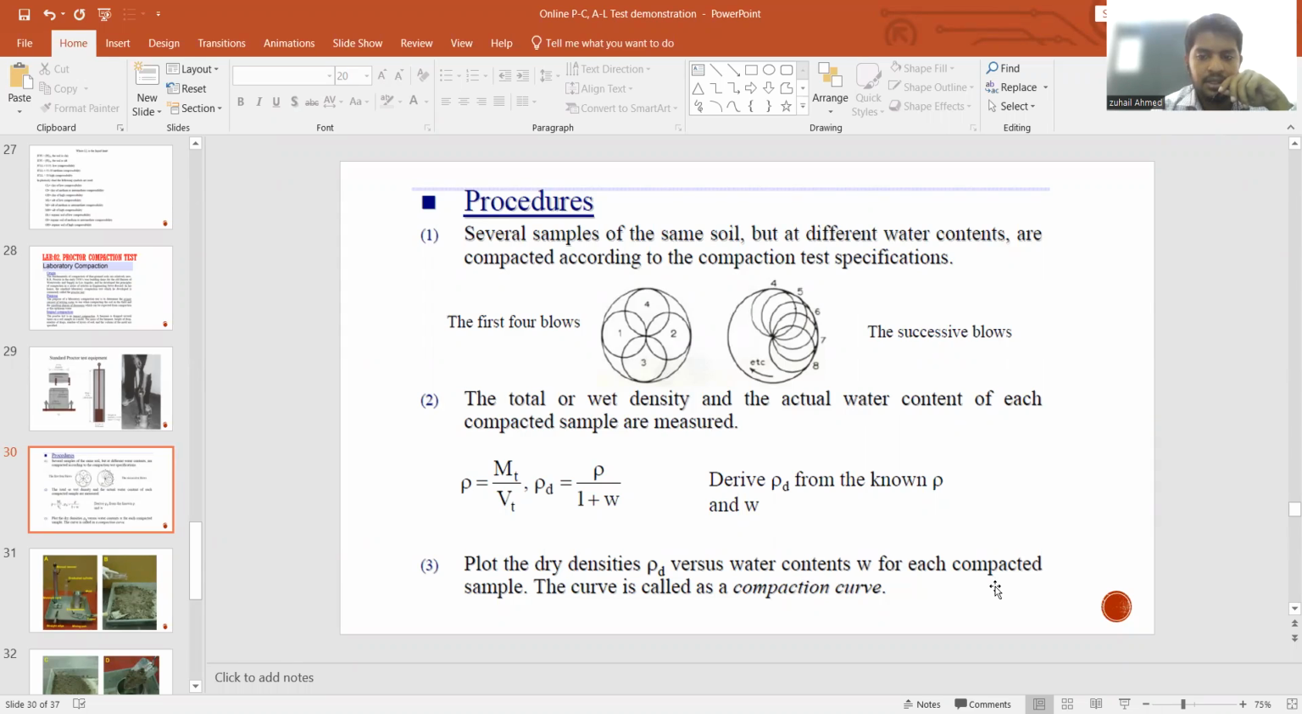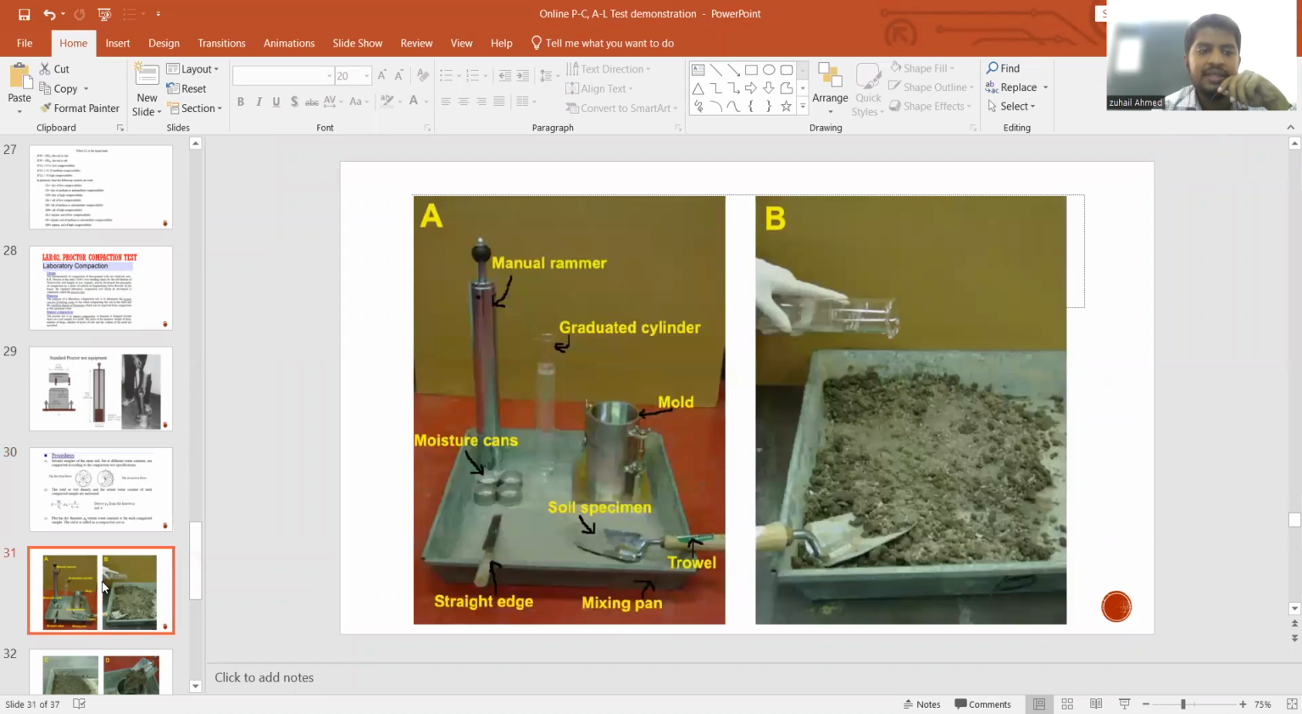You want to do this for each compacted sample. This is our apparatus. This is the manual rammer, a graduated cylinder to apply water, moisture cans, a straight edge, also called a spatula, the soil specimen, a trowel, a mixing pan, and the mold.